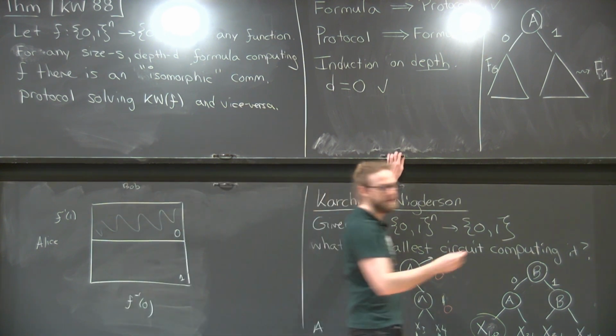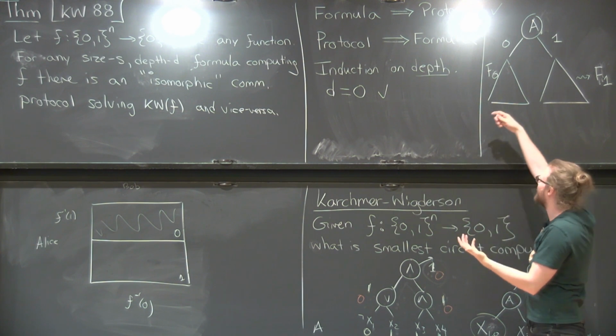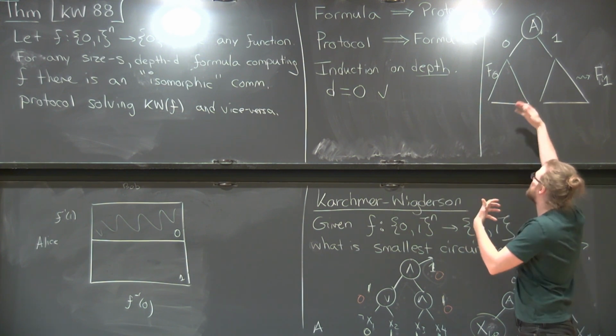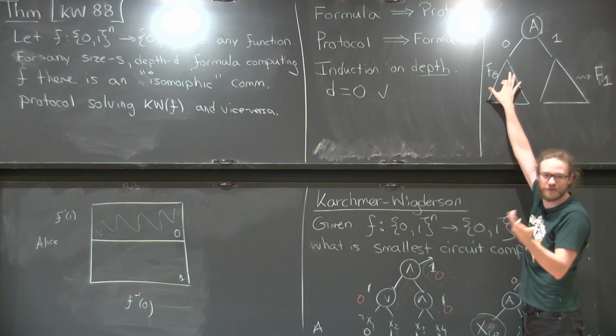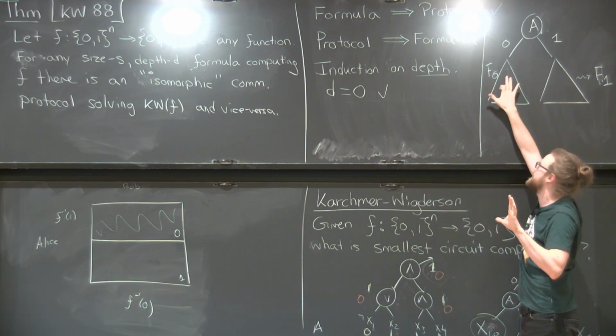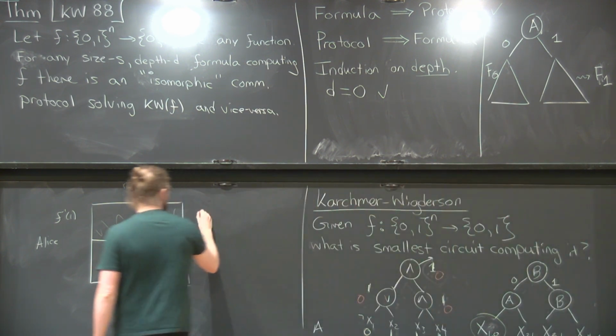Because clearly, if I start from here and I just apply the reduction, I won't get a formula for the total function. I'll just get a formula for the function restricted to the subset of inputs that are whatever Alice was sent first.